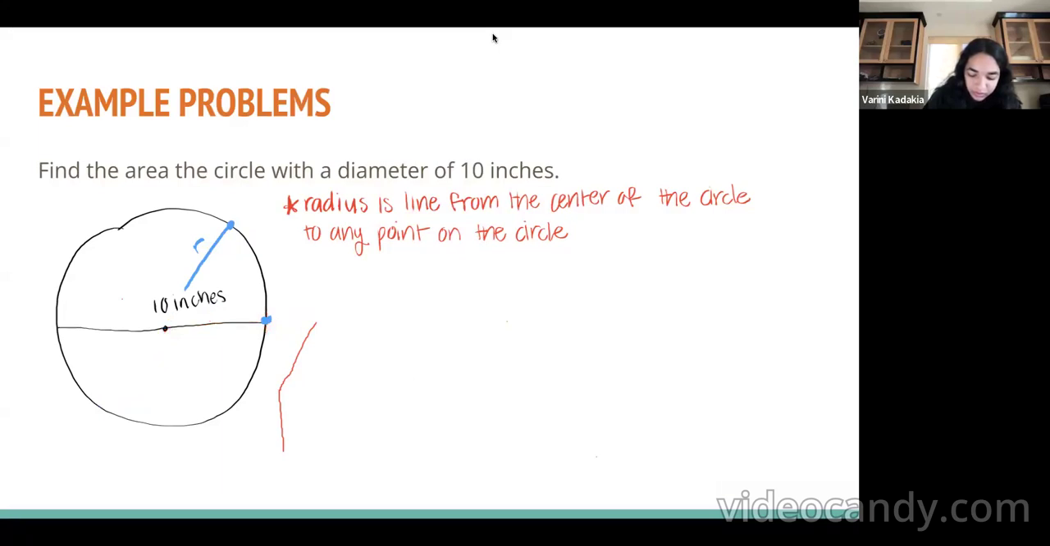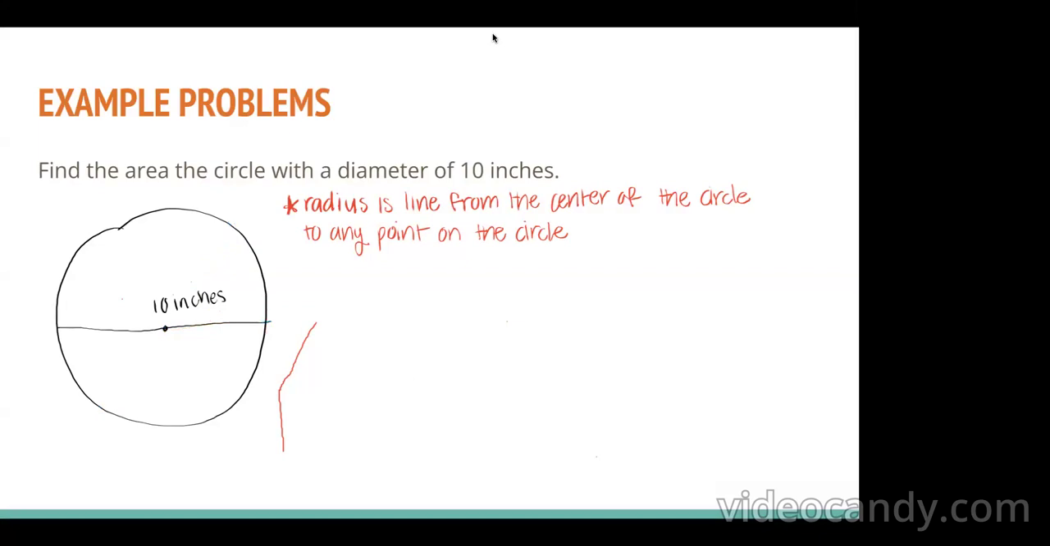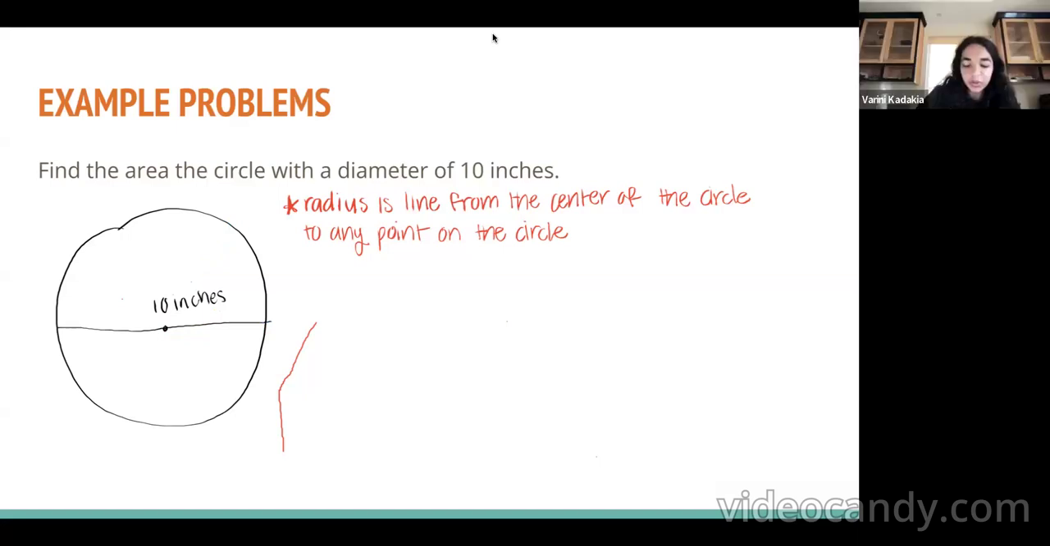So now let's move on to diameter. I'm just going to increase this. Okay. So a diameter is the distance from one point of the circle to another, so let's say this point to this point, but it must pass through the center of the circle. So it has to pass through the center like that. You can't have a diameter that's like this. This is not a diameter.